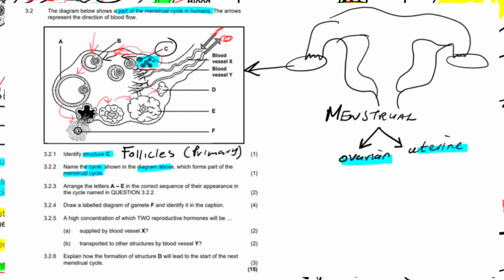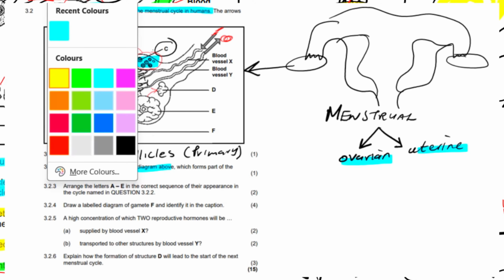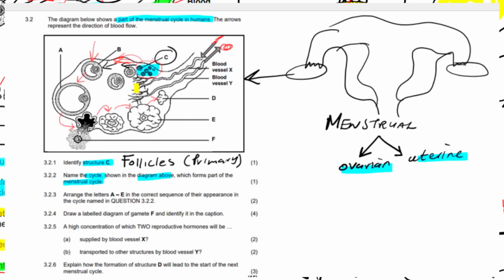So whenever we say we're talking about the menstrual cycle, we're talking about the changes that are happening here at this point, and the changes that are also happening inside here at the uterus. So now this one is actually the changes that are happening at the ovaries. So it is the ovarian cycle. So this cycle here forms the part of the menstrual cycle which is called the ovarian cycle, because it is describing the changes that are happening in the ovaries.